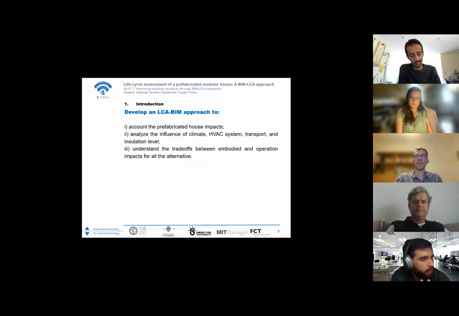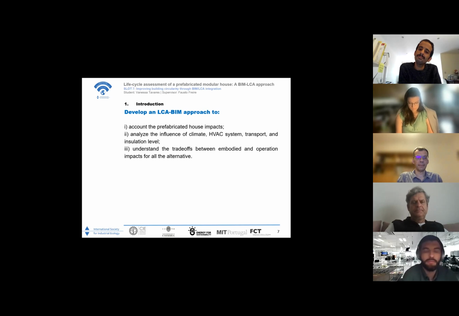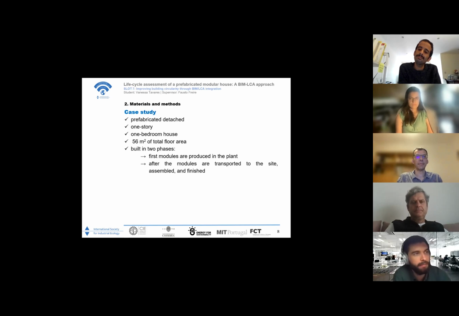To develop a BIM LCA approach, we can account for the house impacts, analyze the influence of climate, HVAC systems, transport, insulation levels, and understand the trade-offs between embodied and operational stages of all the alternatives.